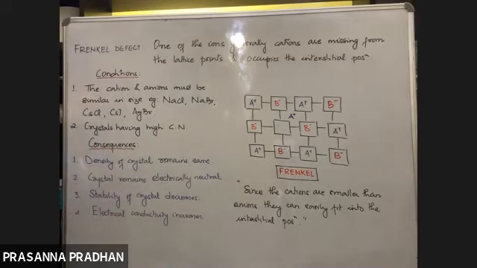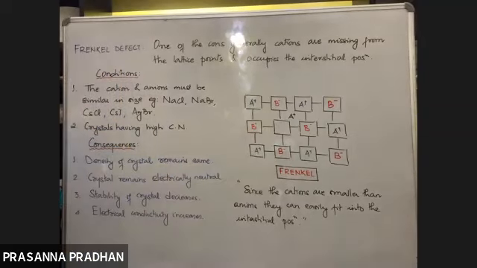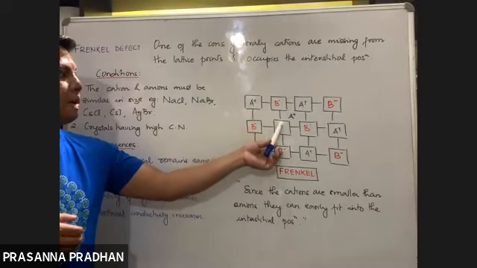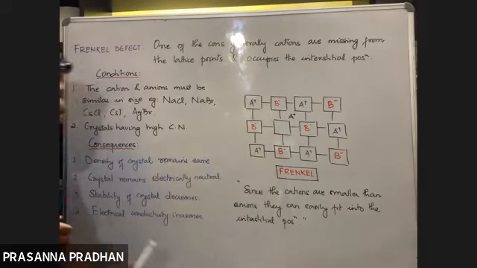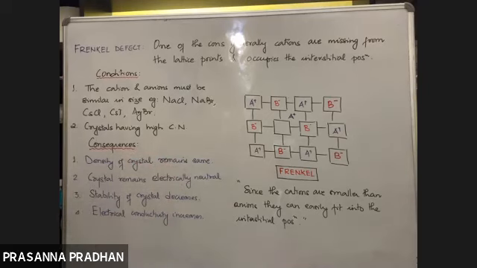Now, what will happen to electrical neutrality? Again, the number of cations and anions is the same, so it remains electrically neutral. Stability will decrease because holes are created. Vacant spaces are created here again, and because of vacant spaces, ions can migrate, so electrical conductivity increases. The density remains the same, and the other consequences are not going to change.